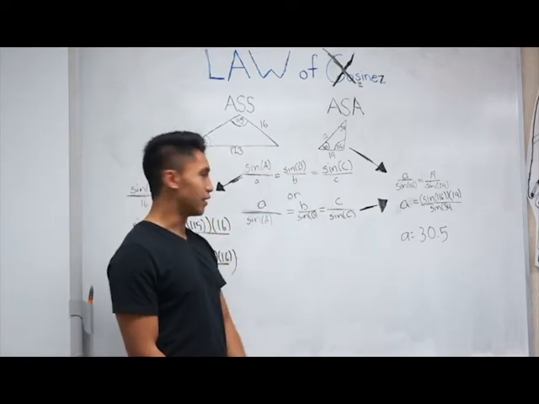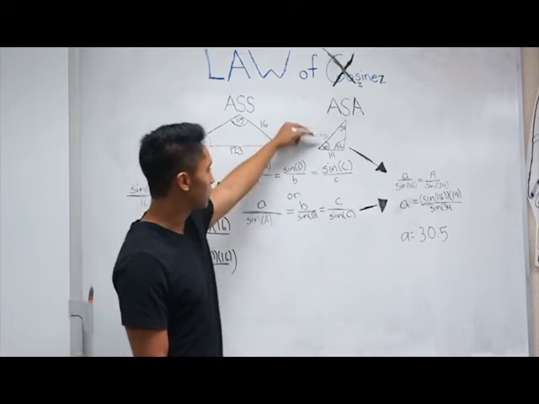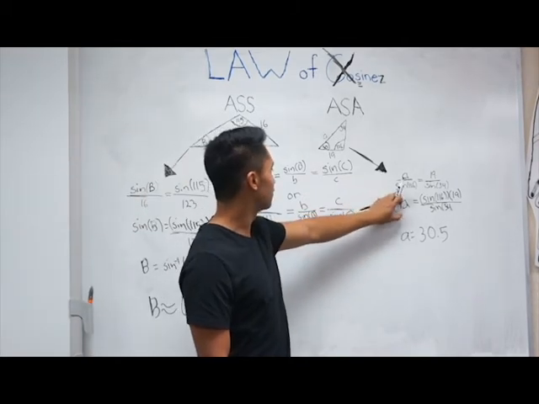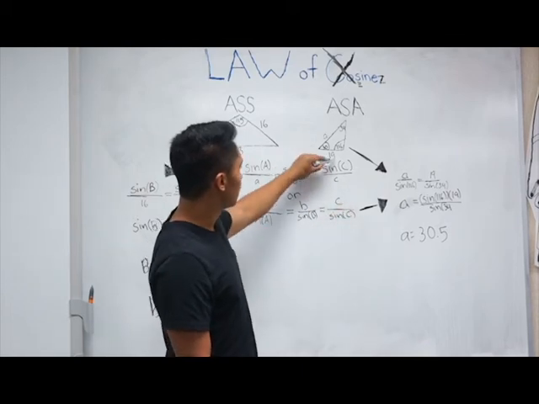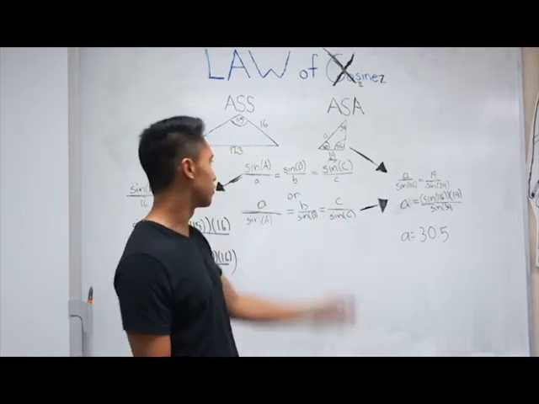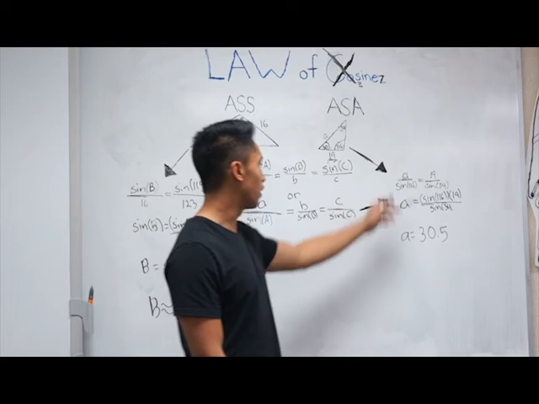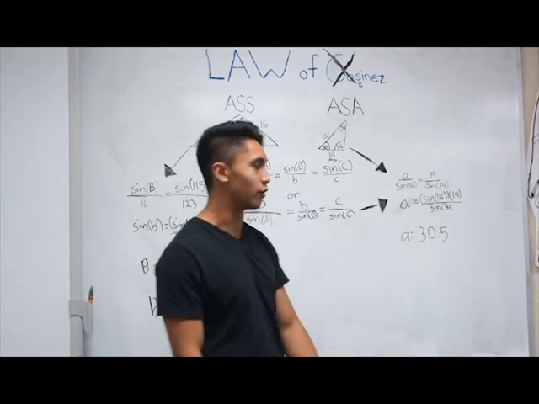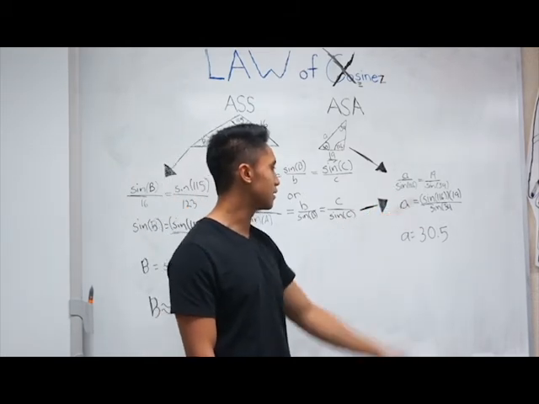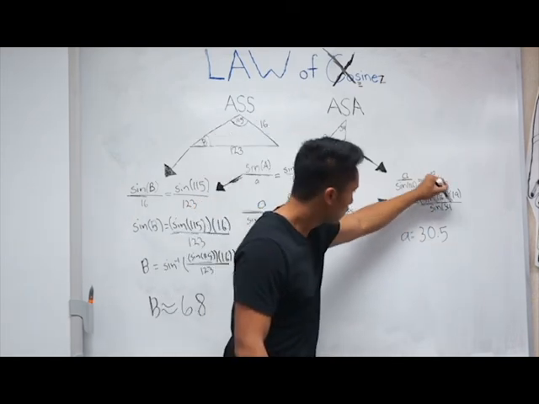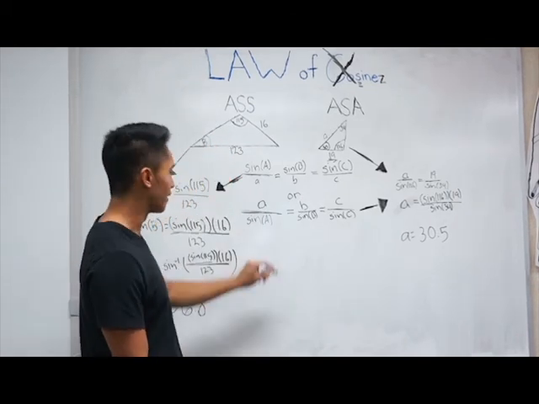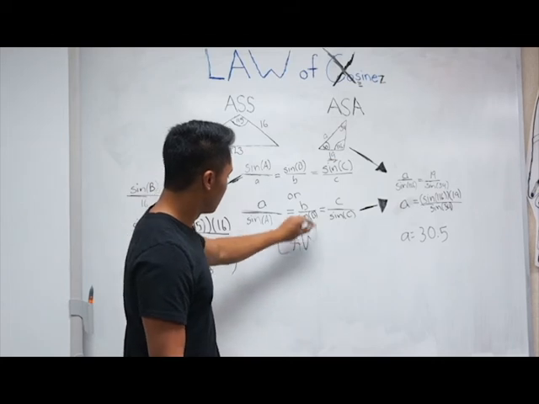And then with ASA, we want to solve for a side, so we can use the bottom equation and have a over sine 116. And then since we have this given as a side, we need to find the angle opposite. And these are also given, so you take 180 minus 116 minus 30 equals 34. You can have a over sine 116 equal 19 over sine 34. And to get a by itself, multiply both sides by sine 116. You have a equals sine 116 times 19 divided by sine 34. If you solve that out, you get a equals 30.5. And that's the law of sines.